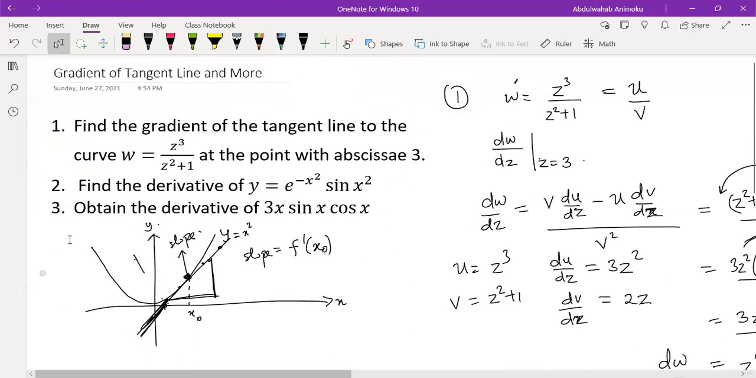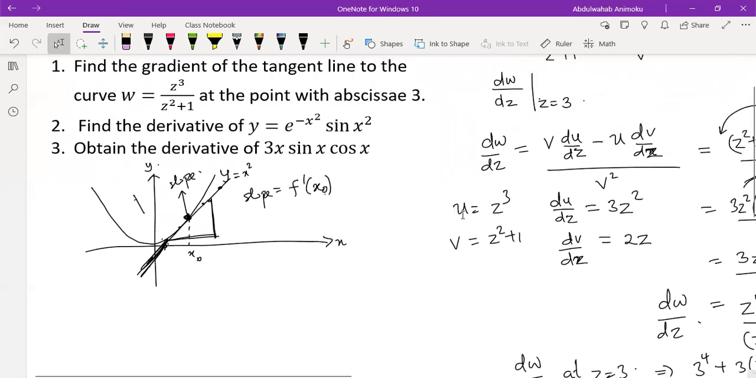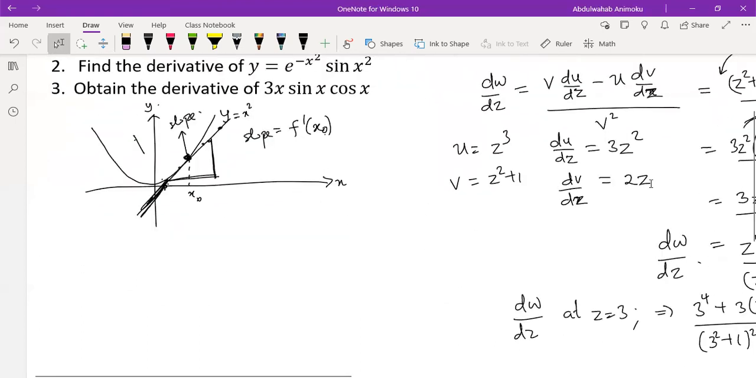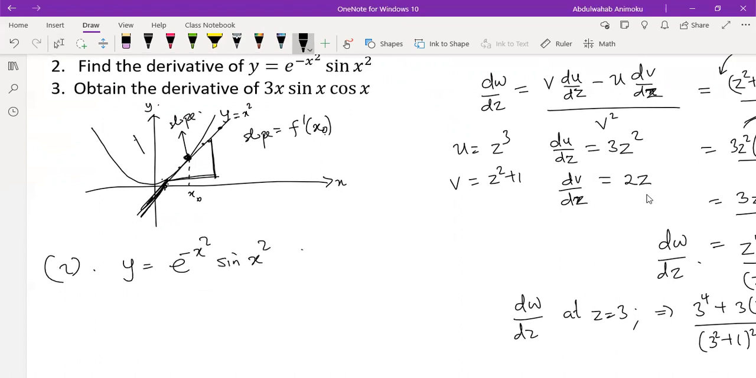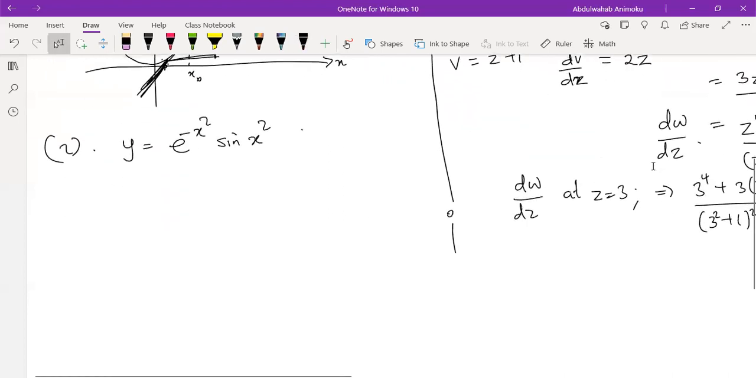So the second one is asking us to find the derivative of e raised to power minus x squared sine x squared. Okay, so let's look at the second one. Our function is this, e raised to power minus x squared sine x squared. So how do we approach this problem? Now, remember, we have to use one of the techniques of differentiation for this particular problem. Now, how do we know which rule we are supposed to use?